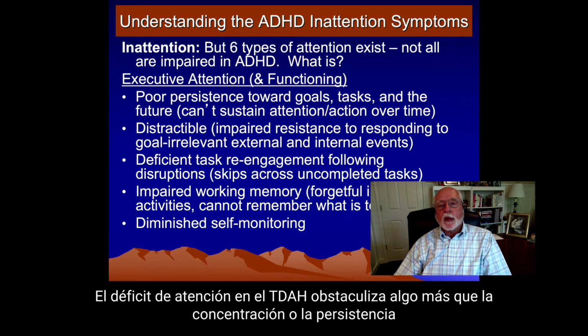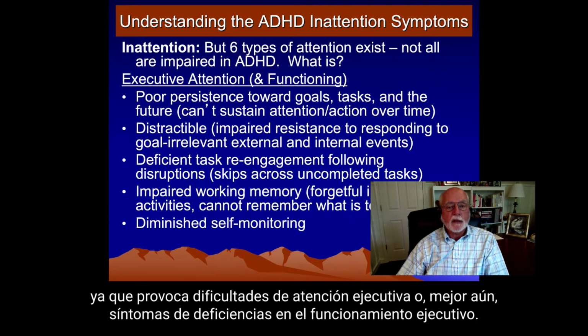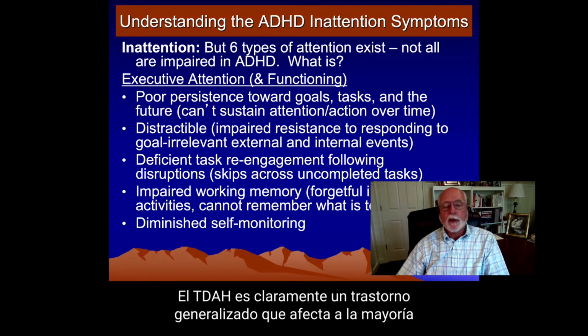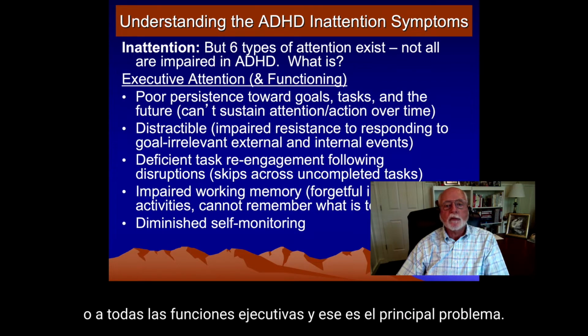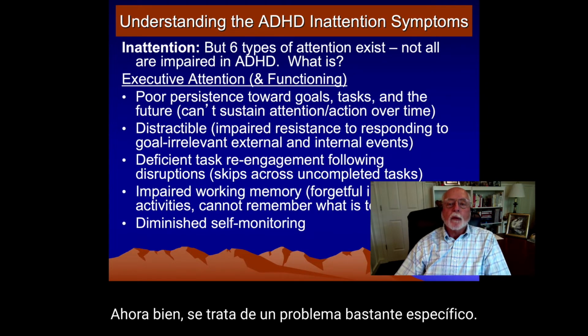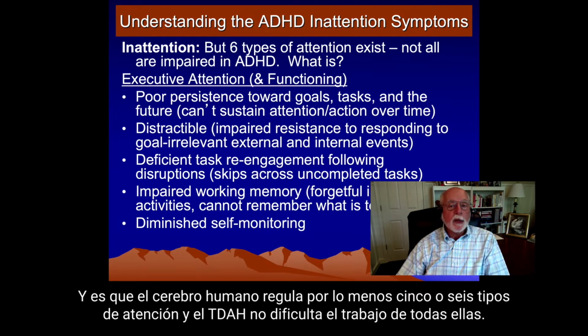Now, the inattention dimension in ADHD is characterized by problems with more than just concentration or persistence over time. We refer to these difficulties as executive attention problems, or better yet, symptoms of impaired executive functioning. The executive functions of the brain are what we use for self-regulation, and ADHD is clearly a pervasive disorder across most or all executive functions, and that is its primary problem. So what we call inattention is really a problem with executive functioning and self-regulation. Now, the problem with attention is a rather specific one. There are at least 5 or 6 kinds of attention that are mediated through the human brain, and ADHD doesn't interfere with all of them.